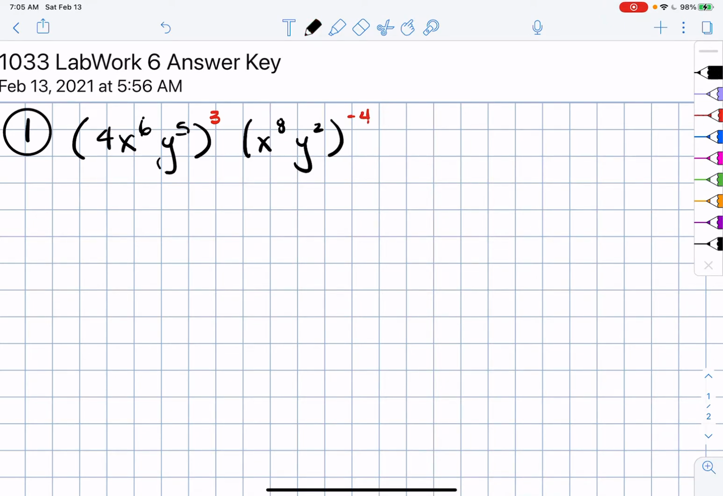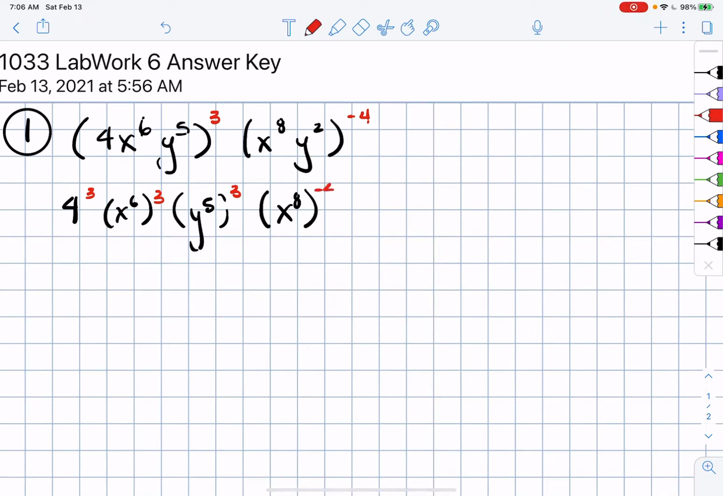I always describe to you the 3 steps, right? Distribute, move, then simplify. So I want to have 4 raised to the 3rd power, the x to the 6 raised to the 3rd power, the y to the 5th raised to the 3rd power, the x to the 8th raised to the negative 4th power, the y squared raised to the negative 4th power.